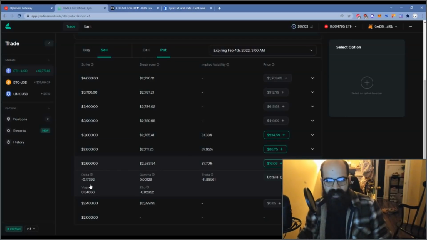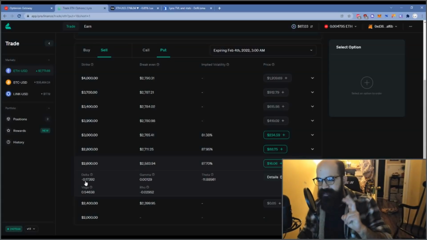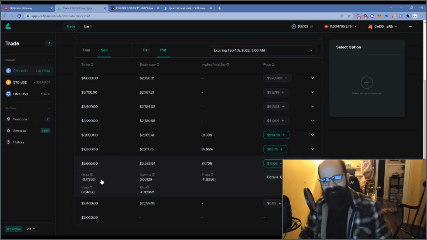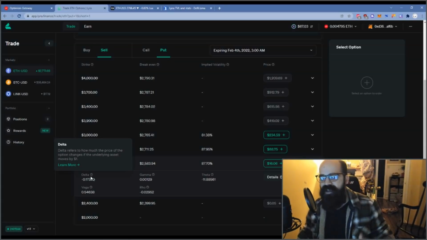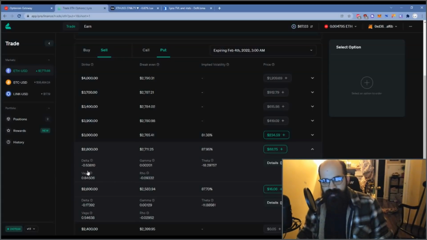Now you can see here there's a roughly 17% chance of it going down. I think the deltas on crypto, there's still a lot of work to be done, simply because it's so much more volatile than stocks. You can see there's a 53% chance of it going below 2,800 according to these, again, and so of course the premium's higher.